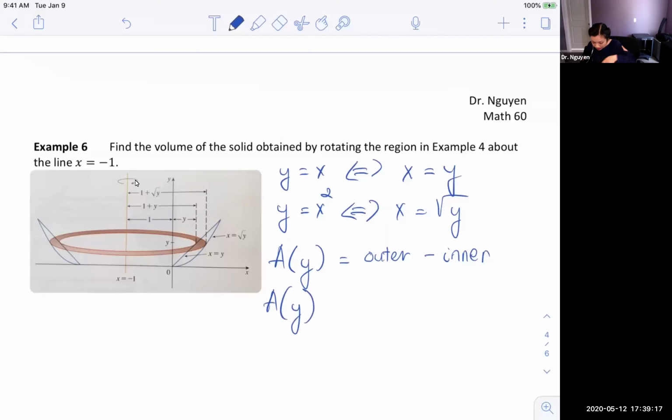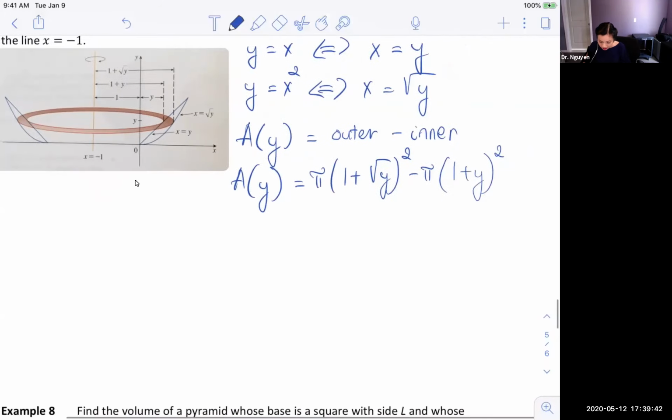the area is going to be pi times (1 plus... so we're doing the outer first. The outer is the square root, and then it's pi r squared, so you have to square it, minus pi, and then this one is just (1 plus y) squared. Okay, so now we are ready to plug it in for volumes.